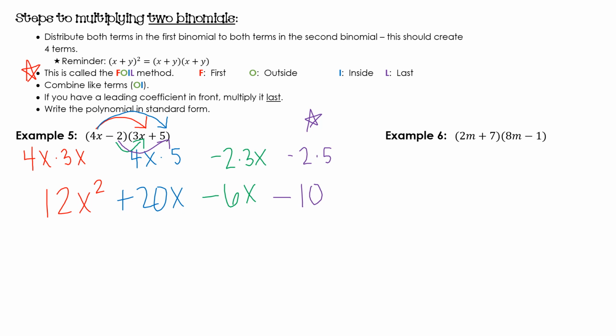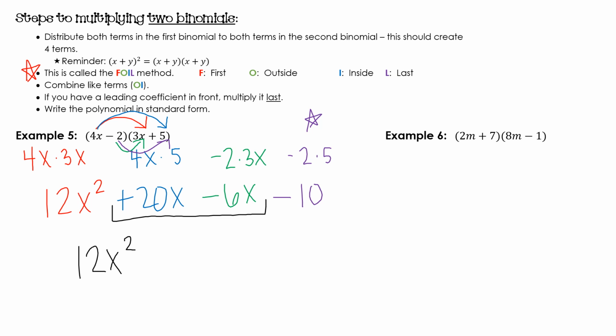Okay, so the next step is to combine like terms, which is the OI. So you are most of the time going to be able to combine your middle 2 terms, especially if you follow the method of FOIL and you multiply in that order. 20x and -6x are like terms because they both have the variable x. 12x squared is not a like term because of the x squared.